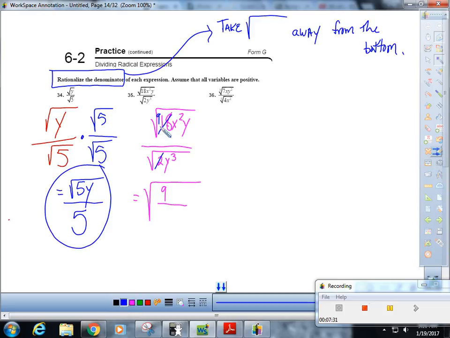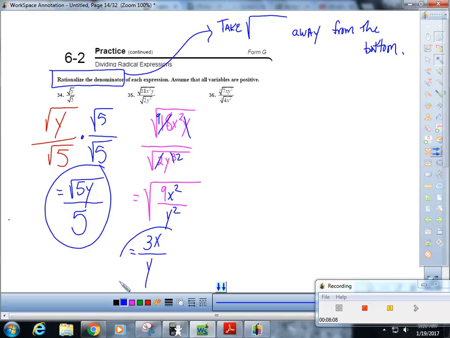Okay, the x stays on top, x squared stays on top for now. Okay, and now what we have is the y on top is gone. And what happens to the y cubed on the bottom? It changes to y squared. Okay? All right, we got this. What's the square root of 9? What's the square root of x squared? And what's the square root of y squared?